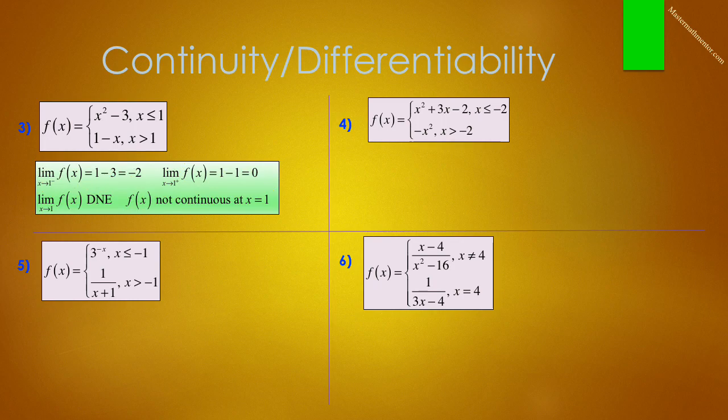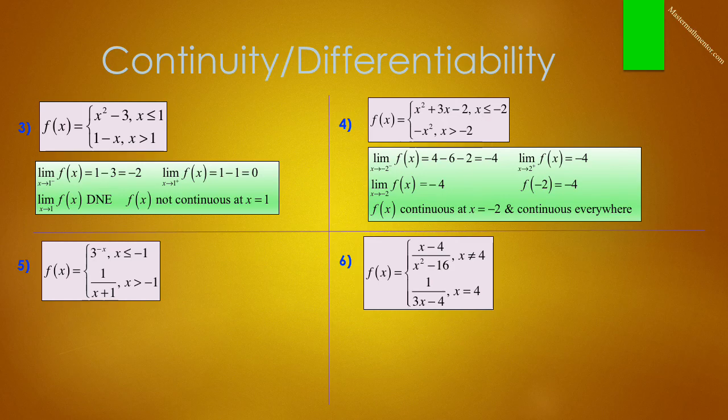Problem 3 is the piecewise function f of x equals x squared minus 3 if x is less than or equal to 1, and 1 minus x if x is greater than 1. To check whether it's continuous, we look at the limit of f of x as x approaches 1 from the left, and we get 1 minus 3, which is negative 2. We look at the limit of f of x as x approaches 1 from the right, and we get 1 minus 1, which is 0. And since those two values are not the same, the limit of f of x as x approaches 1 does not exist, and therefore f of x is not continuous at x equal to 1.